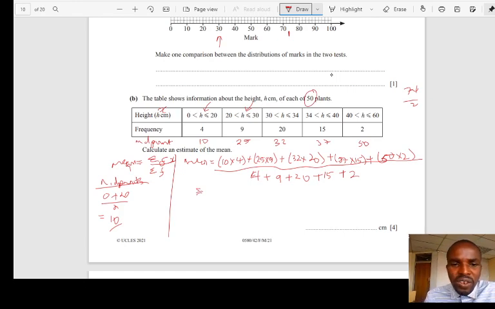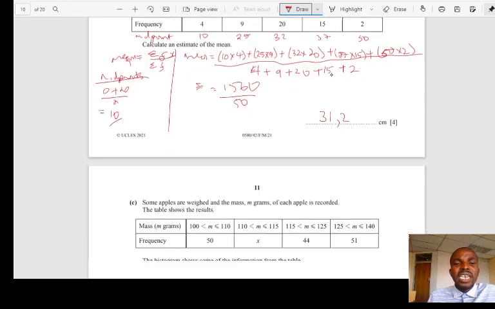Then simplify the numerator. 10 by 4 plus 25 by 9 plus 32 by 20 plus 37 by 15 plus 2 by 50, that gives 1560. Then over 50, the total frequency, divided by 50, you get 31.2. So that will be the mean.